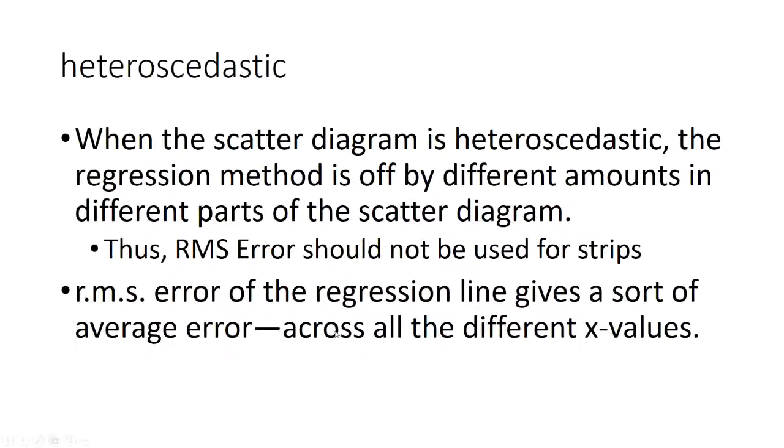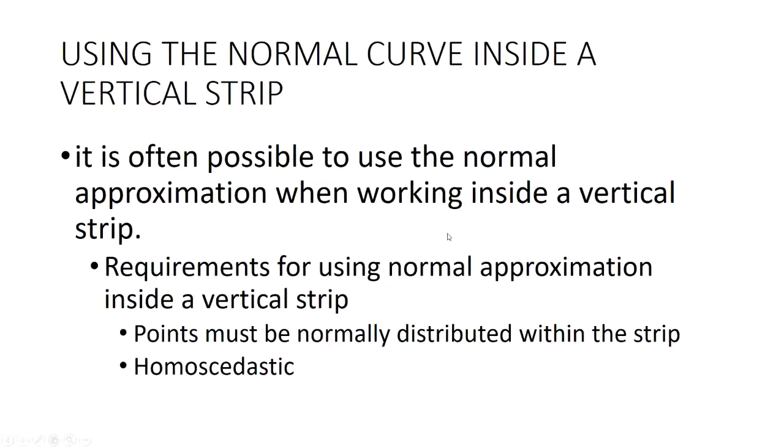And a final point here about the error and vertical strips, when we are working inside a vertical strip, we can use the normal approximation to help us predict specific probabilities for points within the strip. But this does require homoscedasticity.